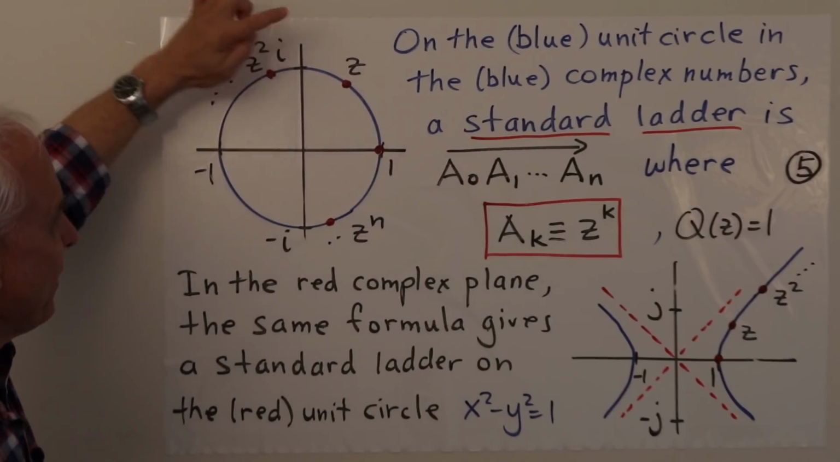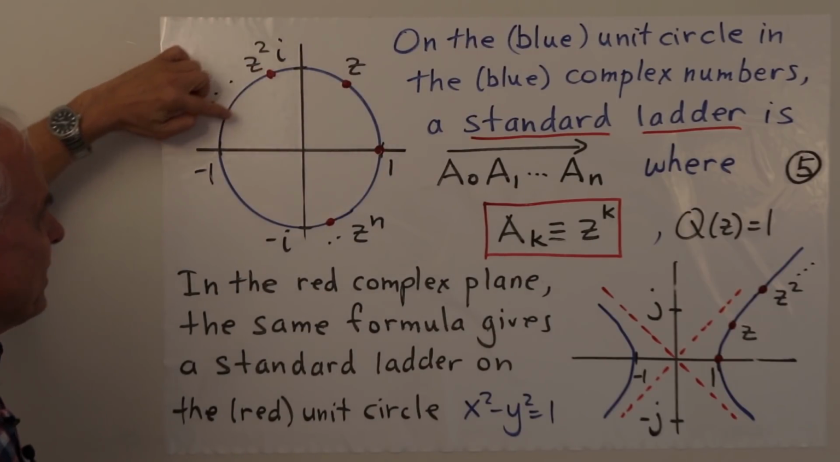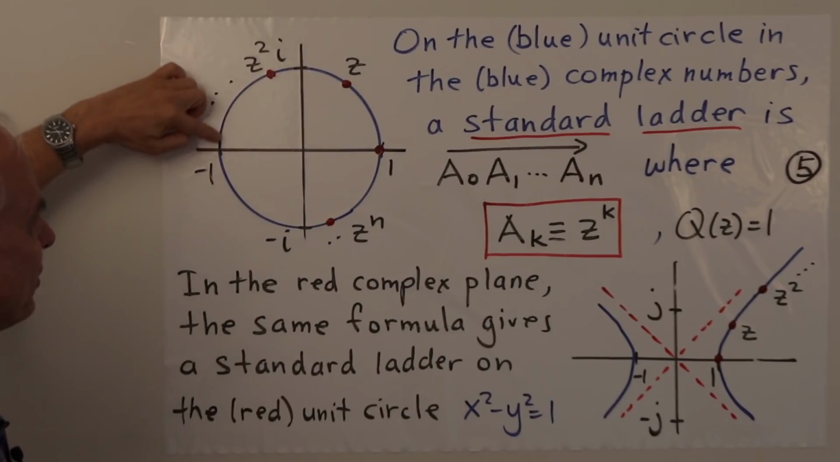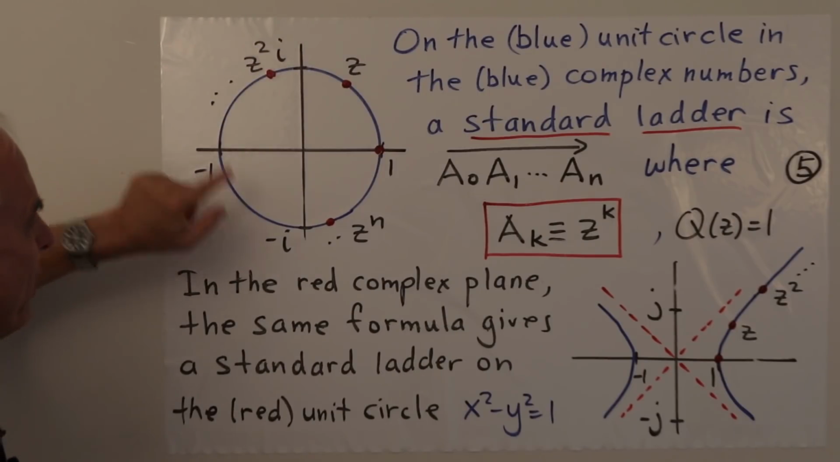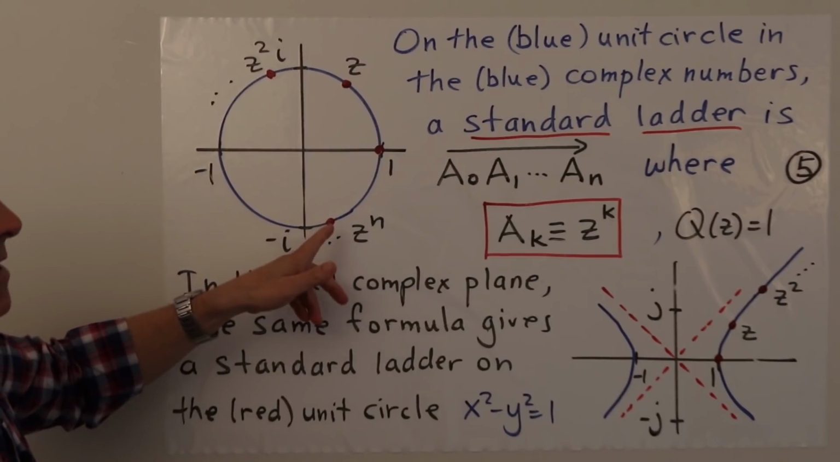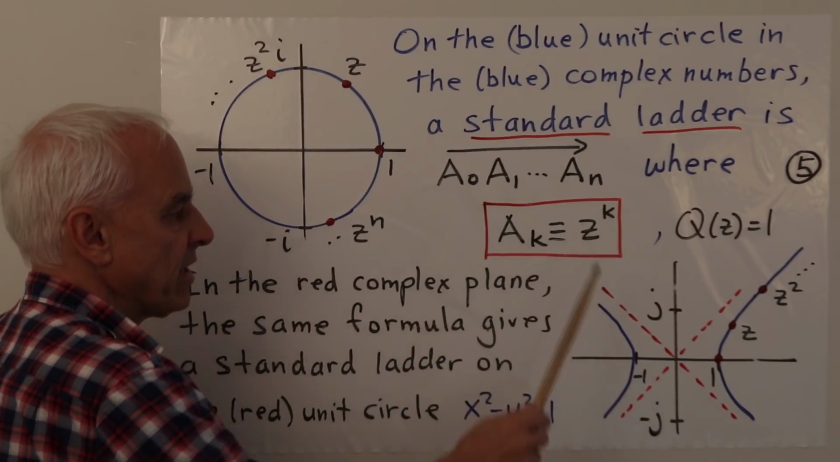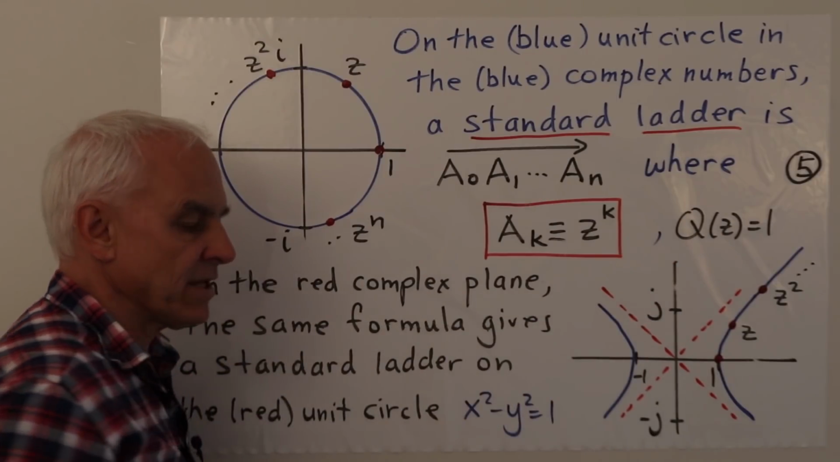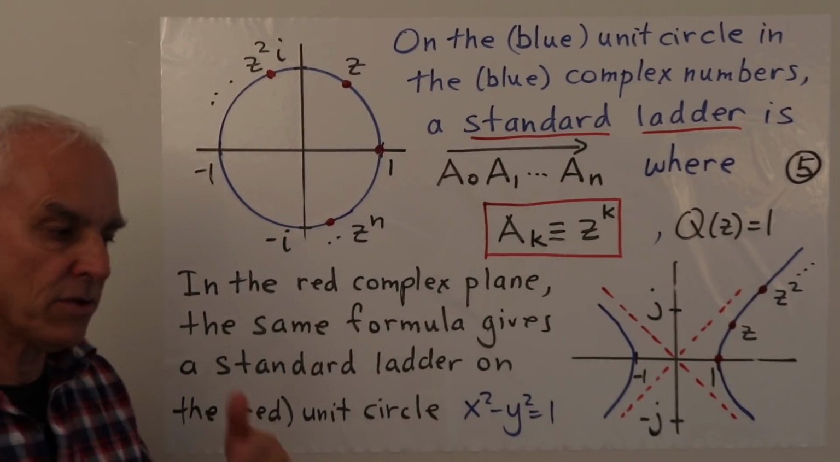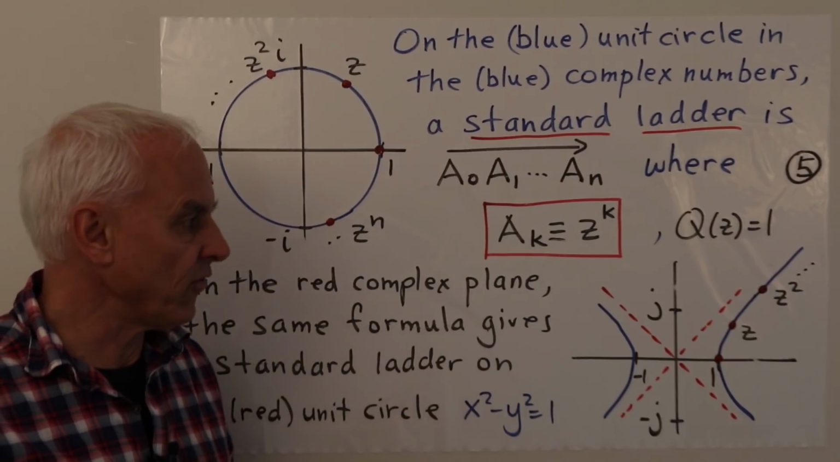So if here is Z, then here is Z squared. Then Z cubed will be an equal amount around, and then Z to the fourth and so on, maybe all the way up to, say, Z to the n. That's our definition of A sub k. It's Z to the k, and we're assuming that the Z we're starting with is on the unit circle. In other words, its quadrance is equal to 1.